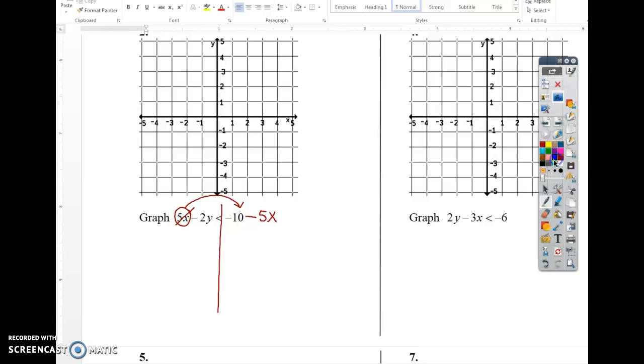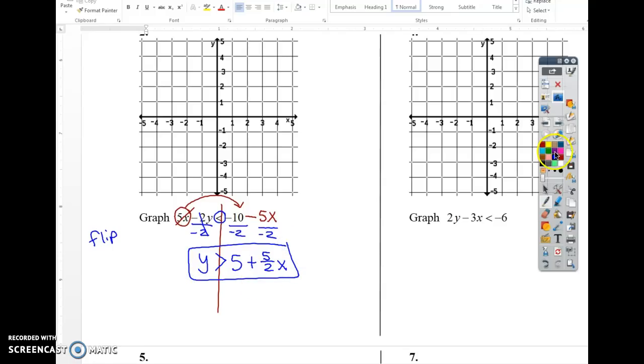And we're going to divide everything by the coefficient of y, which in this case is a -2. What happens when you divide by a negative? This sign has to flip. So you need to flip it. Flip the sign. Y is greater than -10 divided by -2 is a +5, and -5 divided by -2 is a +5/2x.